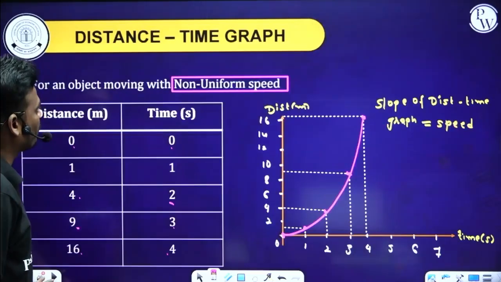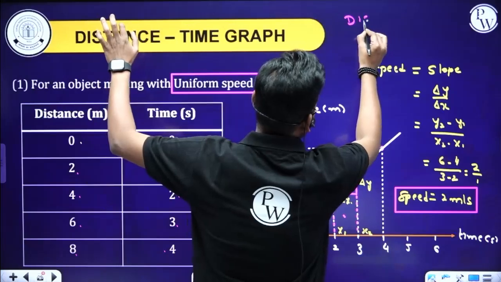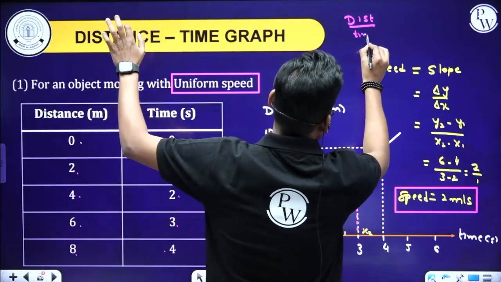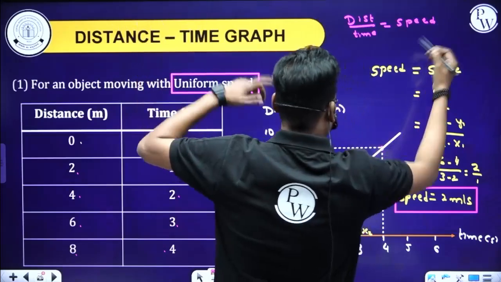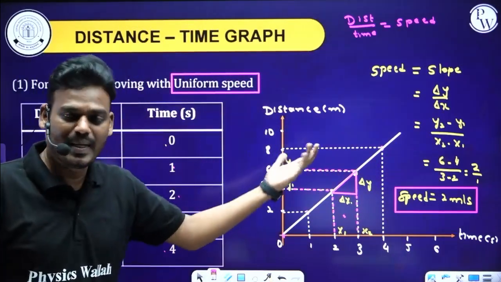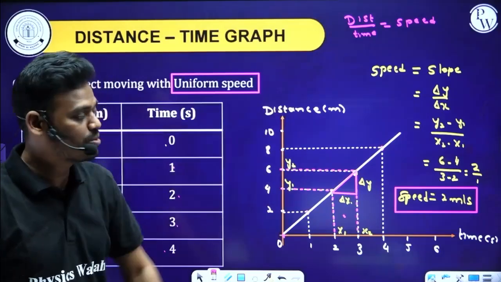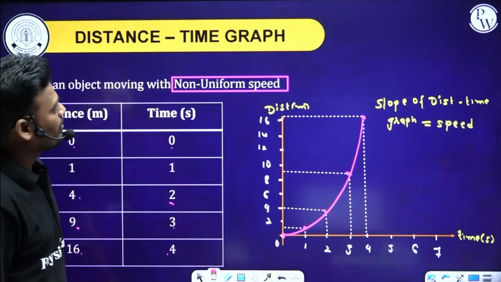Like we have found in the first case, distance by time, what do you get? Speed or velocity. As it is one-dimensional motion, the direction does not change, which means speed equals velocity only. So in the same way, let's try to figure it out.